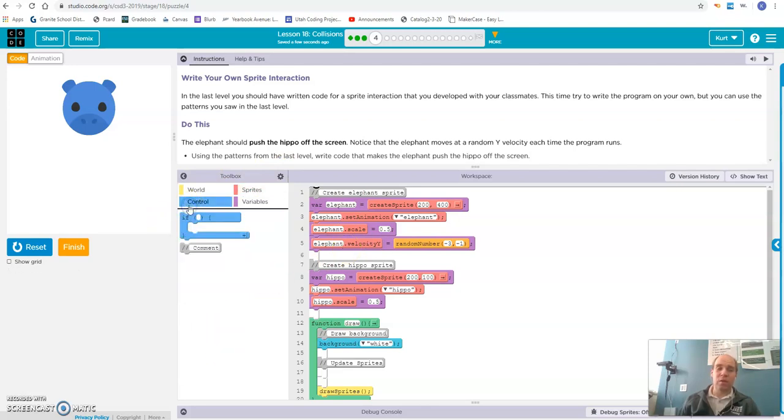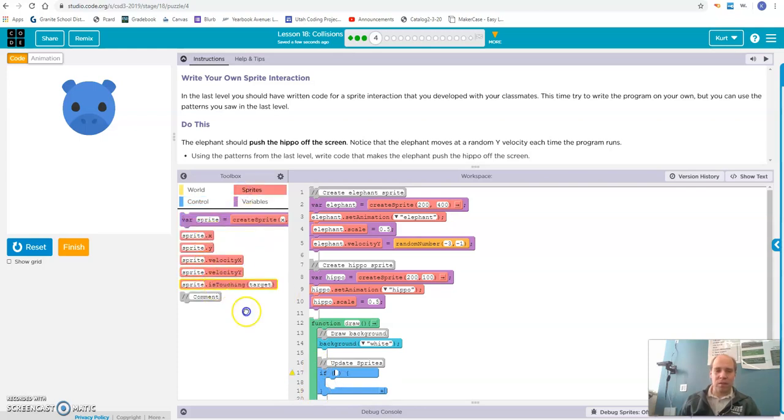So this one, hopefully, you should be able to have figured out on your own, but we'll go ahead and just do it. We've got a little bit of time left here. So we just say if they are touching. So if the elephant is touching the hippo, then we're just going to set the hippo.velocity y equal to the elephant.velocity y.